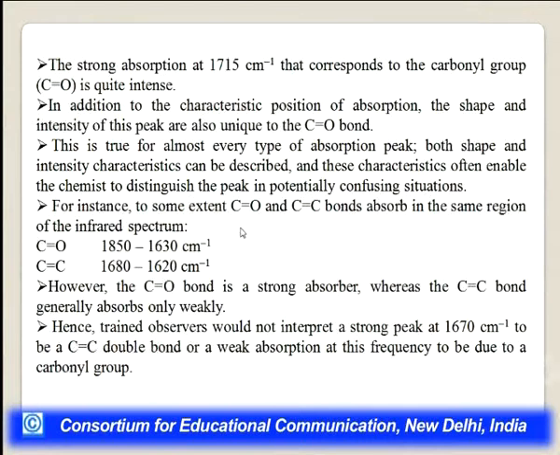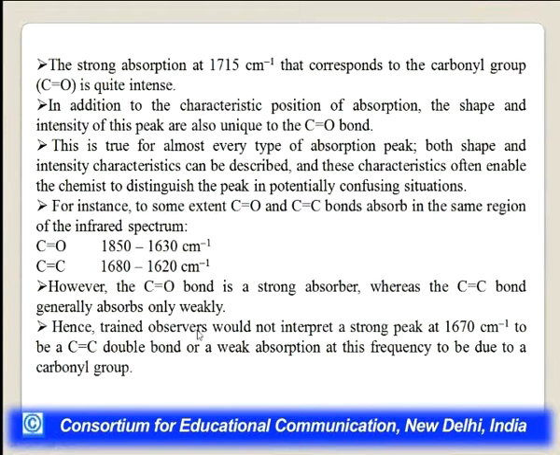For instance, to some extent, carbon double bond oxygen, that is the carbonyl group, and carbon double bond carbon, that is the alkene bond, absorb in the same region of the IR spectrum. Here you can see the ranges are similar. However, the carbonyl bond is a stronger absorber, whereas the carbon double bond carbon generally absorbs only weakly. So it will be a sharp and strongly intense peak as compared to the carbon double bond carbon, although the ranges are the same.